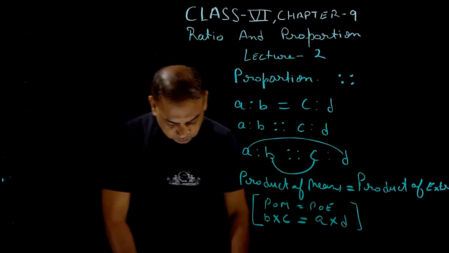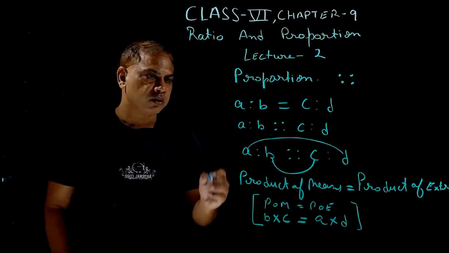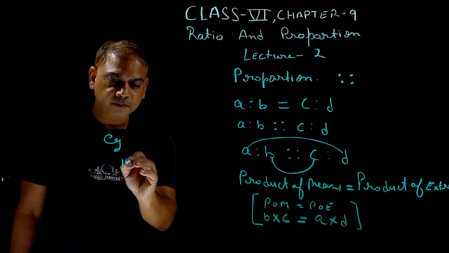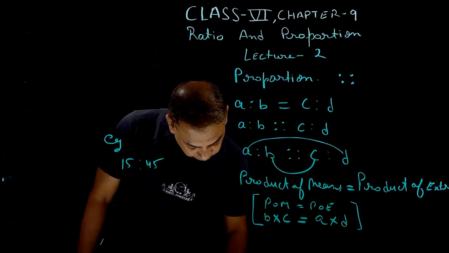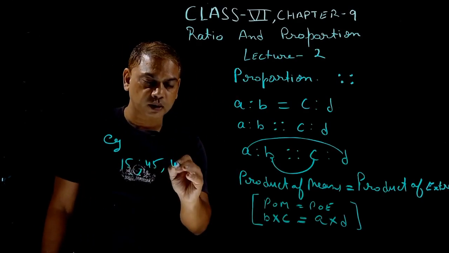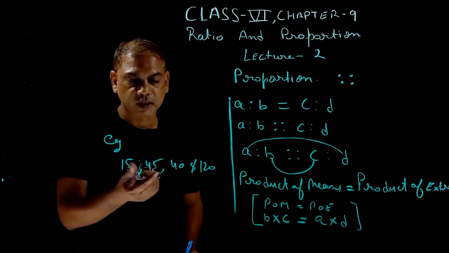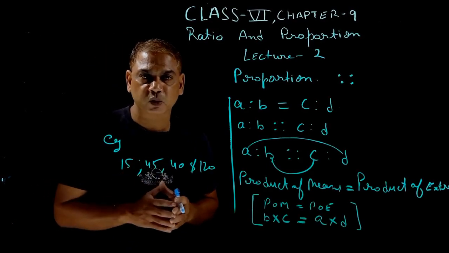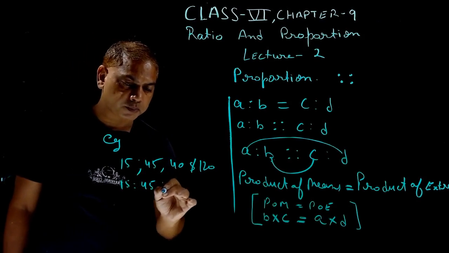Okay? Good. Now one example I will do in front of you. Example is, you have given 4 values, 15, 45, comma 40 and 120. Okay, these 4 values are given to you and you have to find out whether these are in proportion. आपको बताना है क्या ये proportion में है. So what we will do, we will first write them in ratio and proportion form.